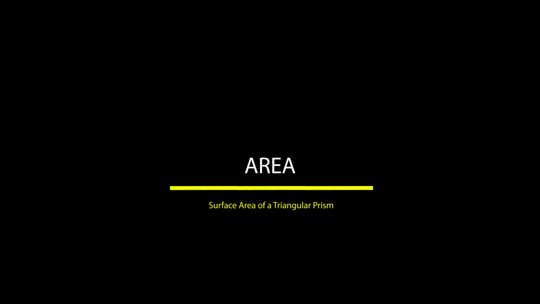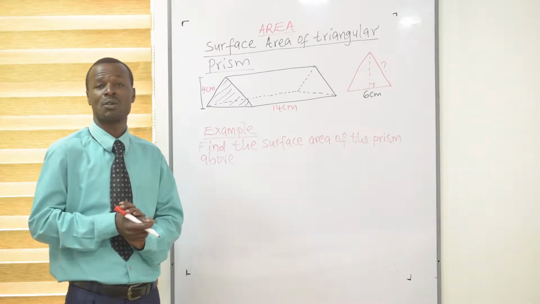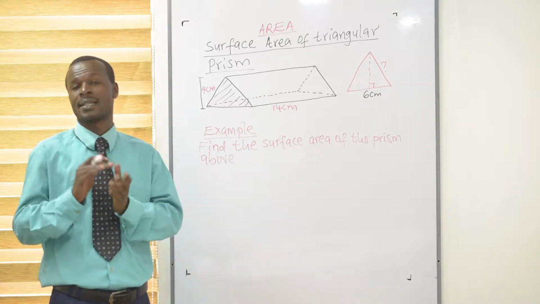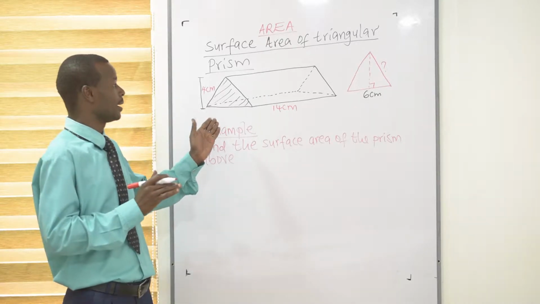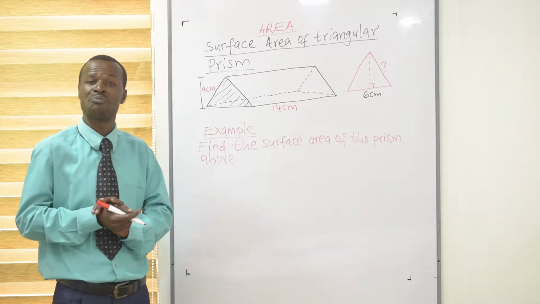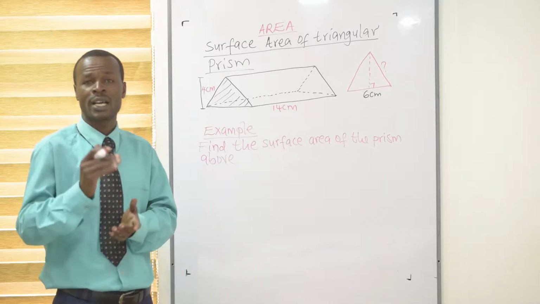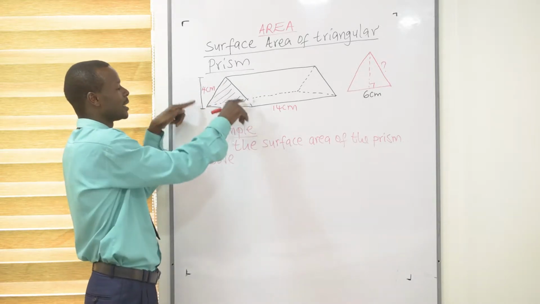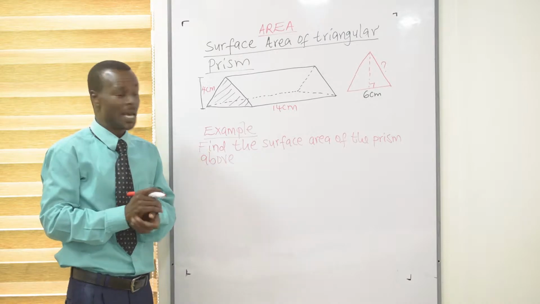In area, we are going to focus on surface area of various figures. But today, we are going to look at the surface area of a triangular prism. Why do we call it a triangular prism? You observe the cross-sectional area. It is triangular in shape.